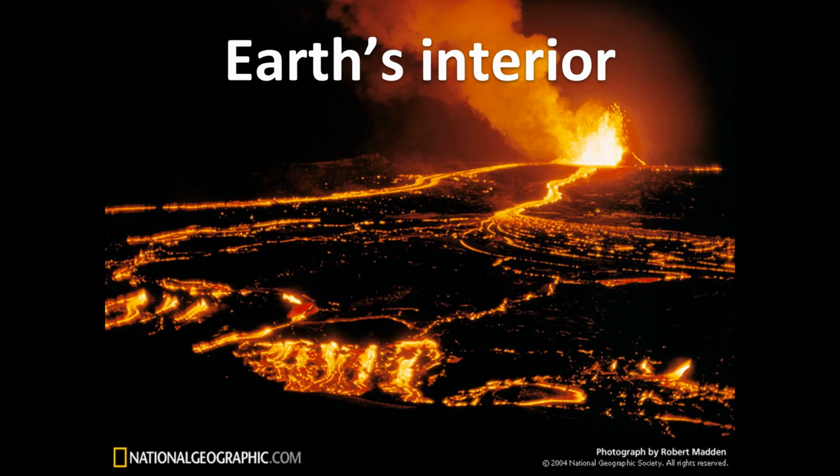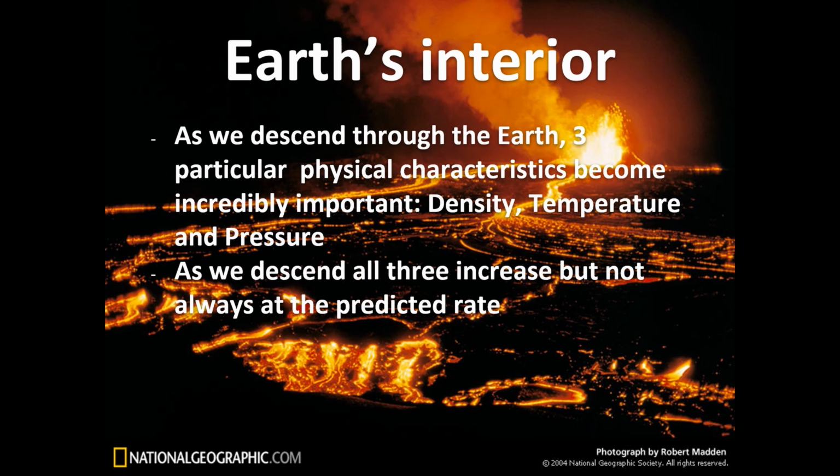Now, like we said, as you go through the Earth, not only does the physical composition of the layers change, but the physical characteristics also change. In particular, you're going to be talking about three things: density, temperature, and pressure. As you descend, all three of them increase, but not always at the rate that we would assume.